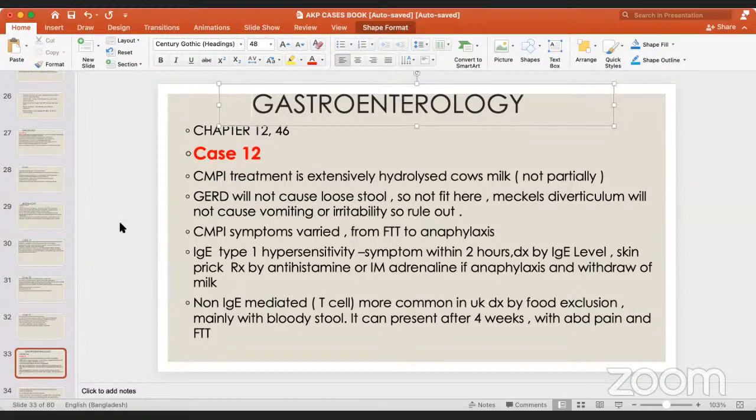Okay, see, in gastroesophageal reflux disease, I will not find such type of bloody diarrhea. So, cow's milk protein allergy, what is the treatment then? Now, second question: which of the following formula is initially most appropriate in this case? B, extensively hydrolyzed formula. Yeah, B.